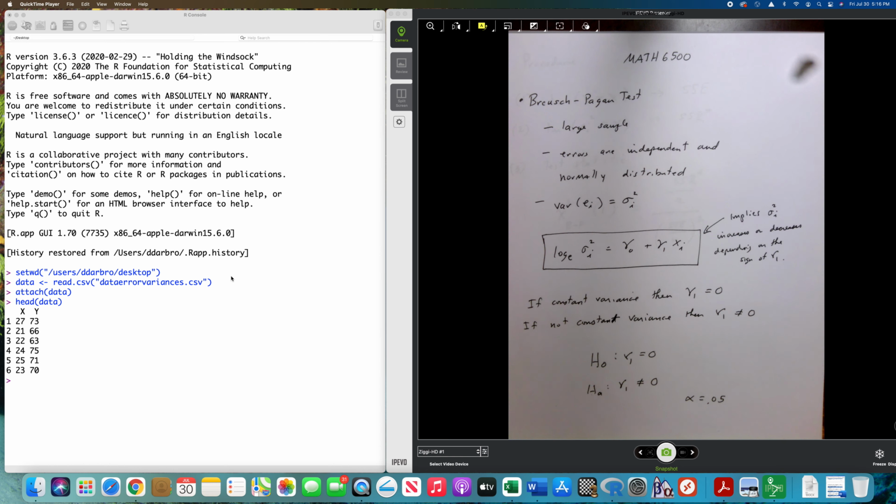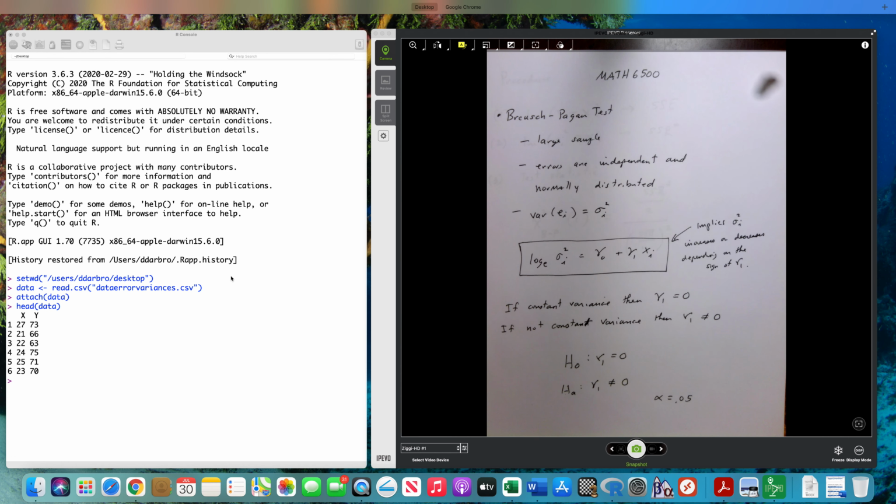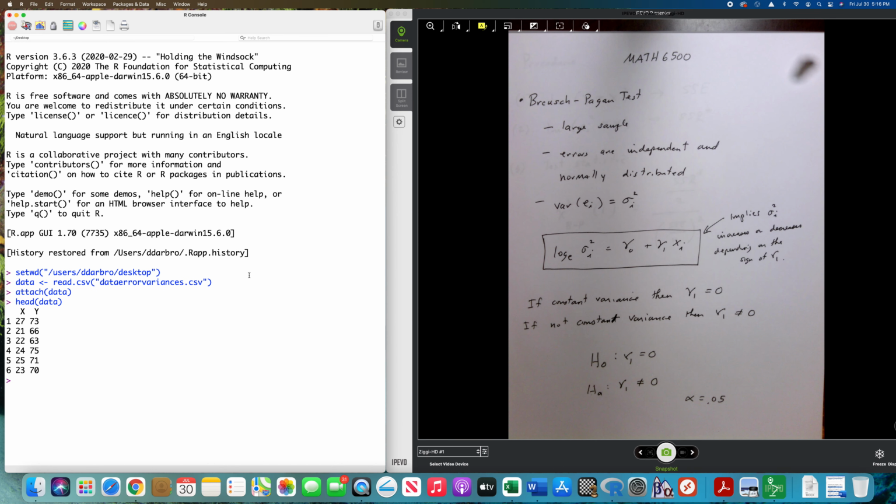Hi gang, MATH6500. Switching gears from Brown-Forsyth to another way to assess constant variance, called the Breusch-Pagan test. All right, gang, MATH6500. Switching gears from Brown-Forsyth to the Breusch-Pagan test to assess a constant variance assumption.